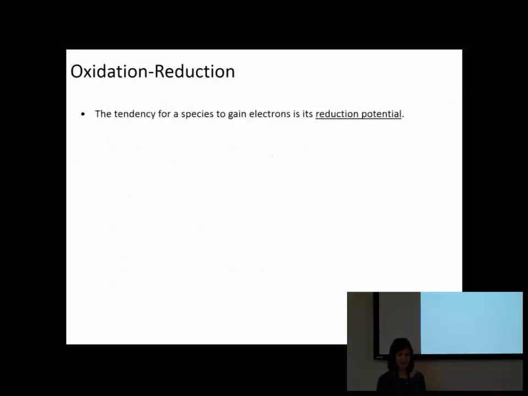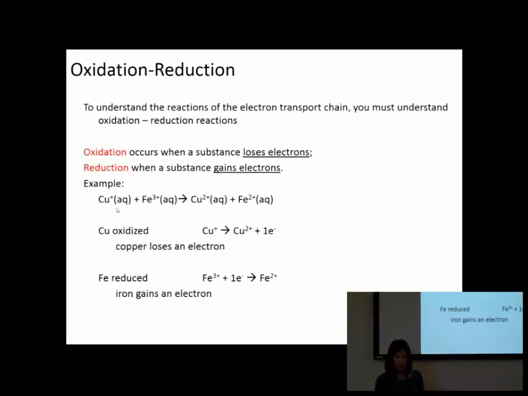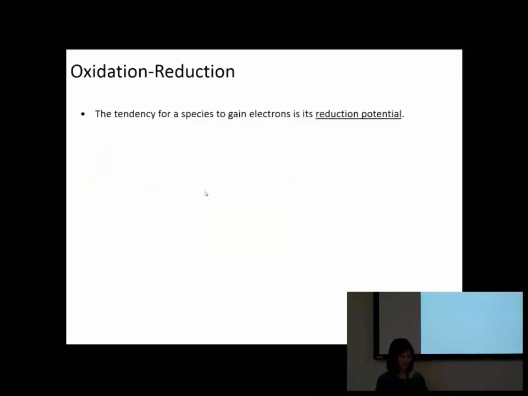Got it? Now, before I go forward, why would copper be oxidized while iron is reduced? Why is that a spontaneous thing to happen? Why doesn't it happen the other way? Well, there's something called a reduction potential. The tendency for a species, remember when I say species, I mean thingy, right? For a thing, an element, a substance, to gain electrons or be reduced is its reduction potential.